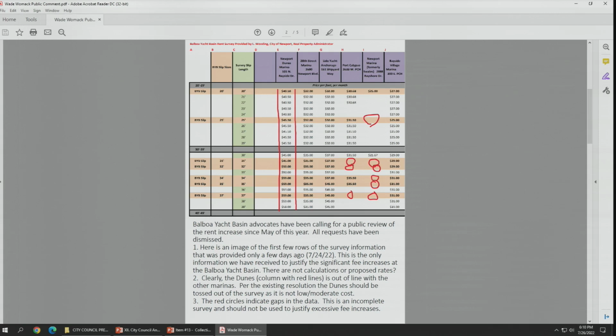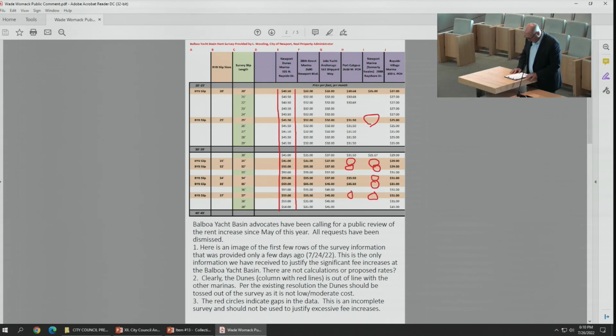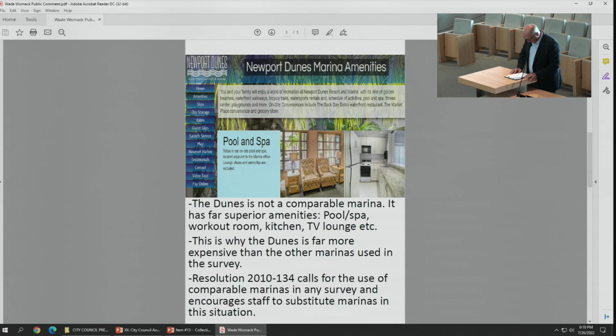If the city took a moment to extrapolate the rates for the other columns to fill in the red circles and to substitute the Dunes rates with a true low-cost marina, the results would be a fair survey, and better represent the intent of the 2010 resolution. Next slide, please. Here's an image from the Dunes website. You can see it's a far superior marina where tenants have pool, spa, workout room, kitchen, TV, lounge, and more. The city's yacht basin has no such amenities.